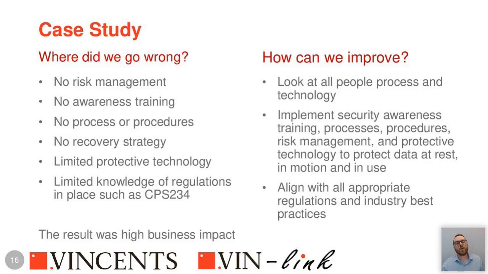So with that, on the left side, where did we go wrong? And on the right side, how can we improve? The list can be quite a bit longer on where did we go wrong. So: no risk management, no awareness training, no process or procedures, no recovery strategy, limited protective technology. Again, the email gateway. The email comes in, goes through a gateway to see if it's a high risk email or not. They're referred to as email gateways. So the email gateway didn't exist or was a lower quality.